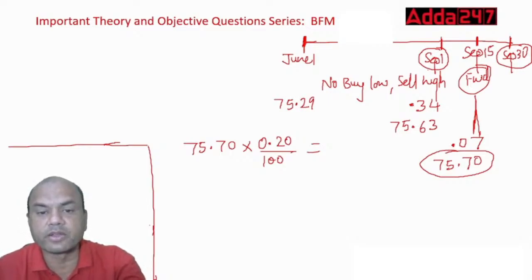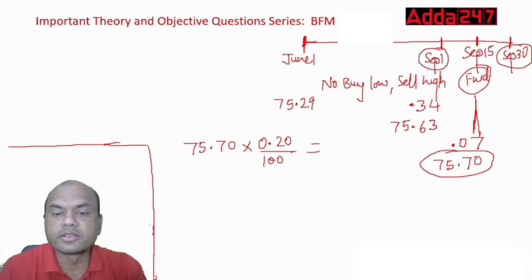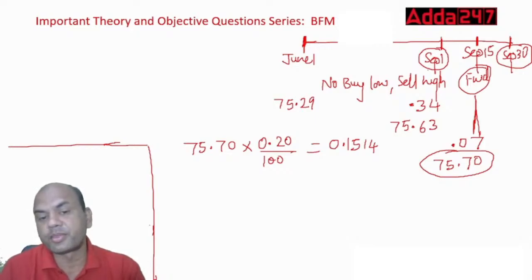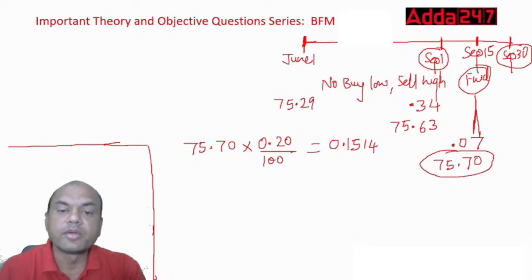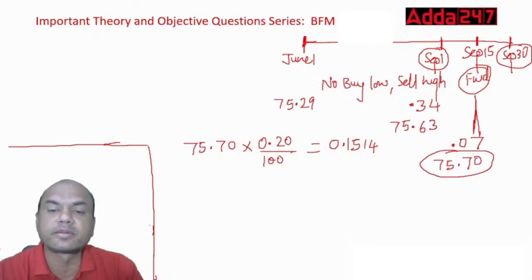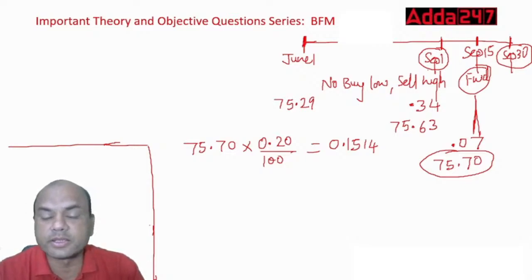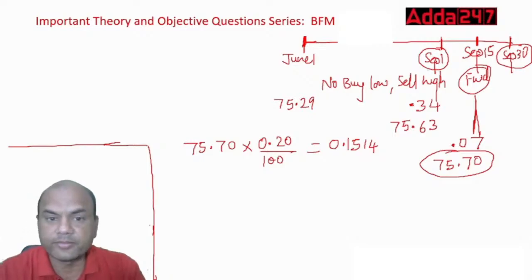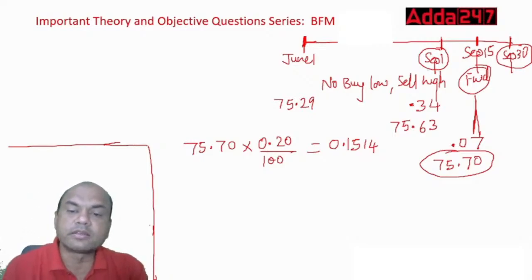Let me also try along with you. So I'm getting 0.1514, right? This is the answer you might be getting. 0.002 into this, so 0.1514 you are getting. Are you getting this? Everyone type yes in the comment section if you are getting the same answer. Okay, move on. So this is my margin.